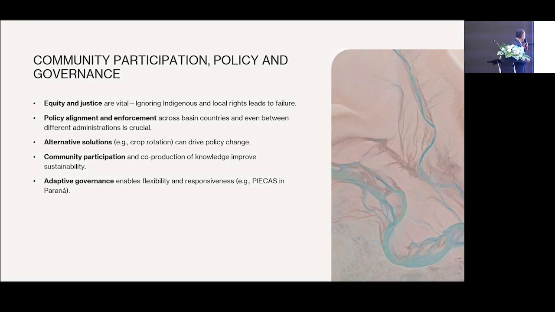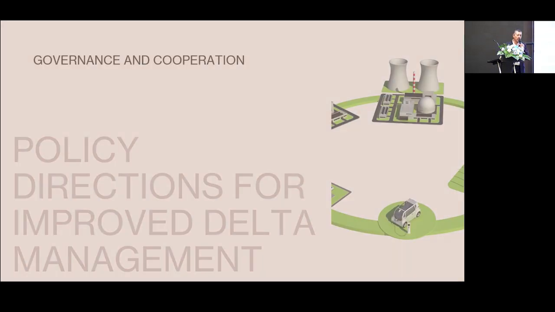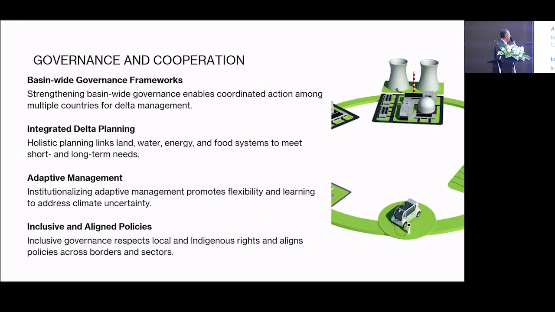And when we talk about the policy directions, we also categorized them under different subtitles, for example, under governance and cooperation. We said basin-wide governance is really essential in order to strengthen coordinated actions among multiple countries for delta management. Integrated delta planning is also essential because it has to be a holistic planning approach. It is not sectoral, as we mentioned.